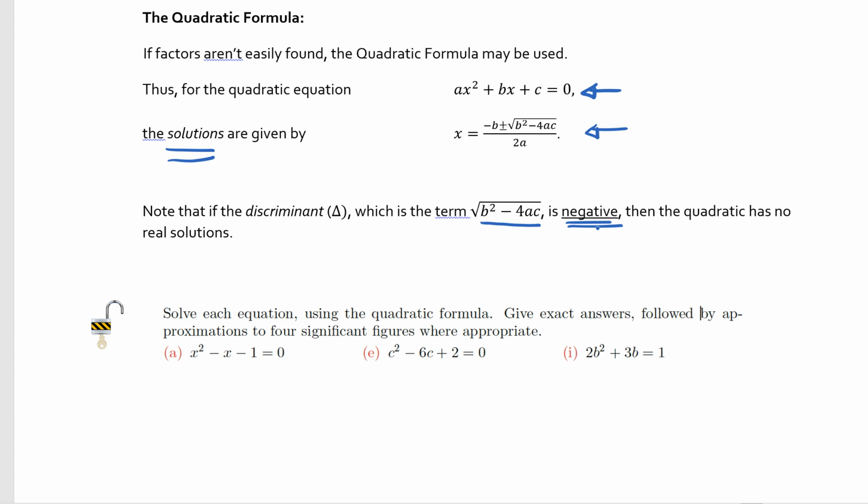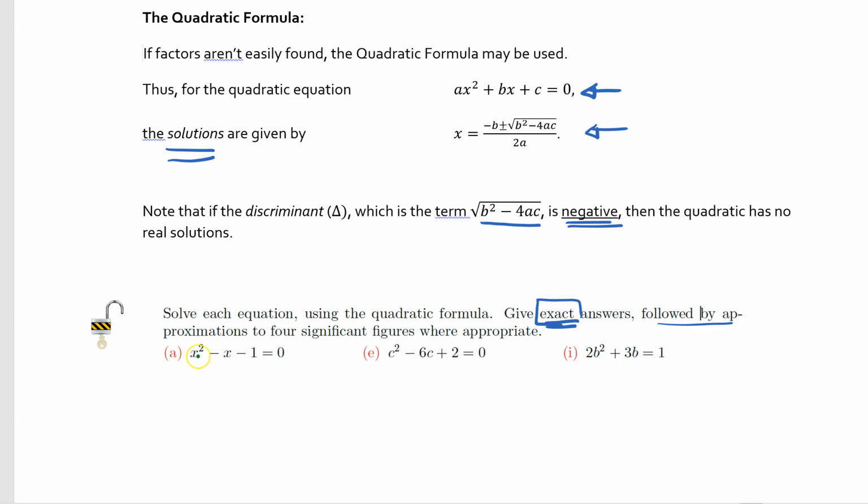But for the moment, let's solve each equation using the quadratic formula. It says give exact answers. Now, in maths, the word exact is code for leave it as a surd if it comes out that way. We don't put it into the calculator. It also says here, followed by approximations to 4 significant figures where appropriate. Because I haven't got my calculator here, I'm not going to do that part. I'm just going to do the surd part. I'm going to give the exact answers. So let's have a look at these.